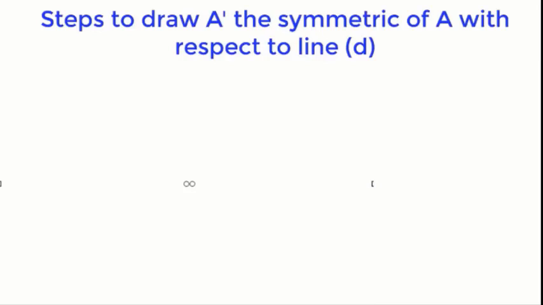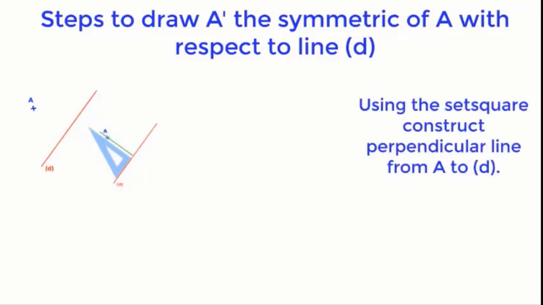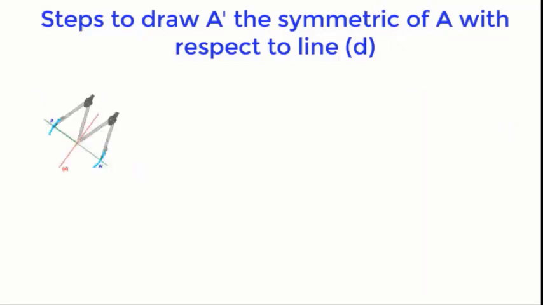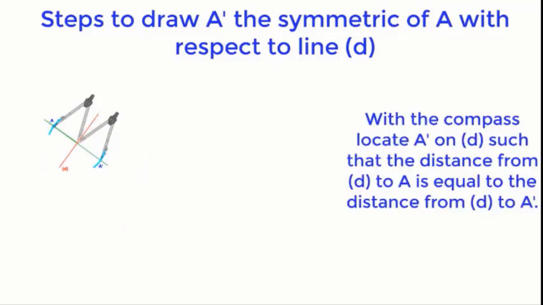Steps to draw A prime, the symmetric of A with respect to line D. First, using the set square, construct a perpendicular line from A to line D. Second, elongate the perpendicular line. Now, using the compass, locate on the elongated line a point A prime such that the distance from line D to A is equal to the distance from line D to A prime.